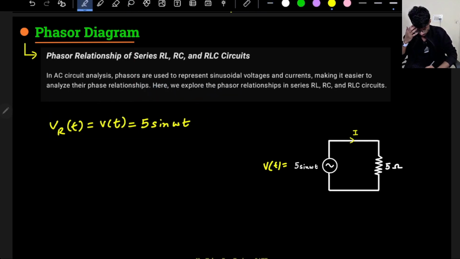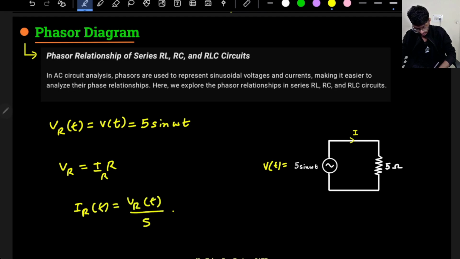What about the current? For a resistor, I know the relationship between current and voltage. It does not matter if it is time domain or something else. It is simply V equals I times R. R they have given me as 5. So your iR of t will be VR of t divided by R, that is 5, so it will simply be sine omega t. This will be your current.